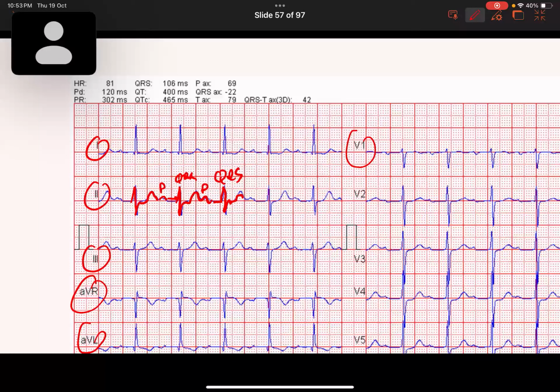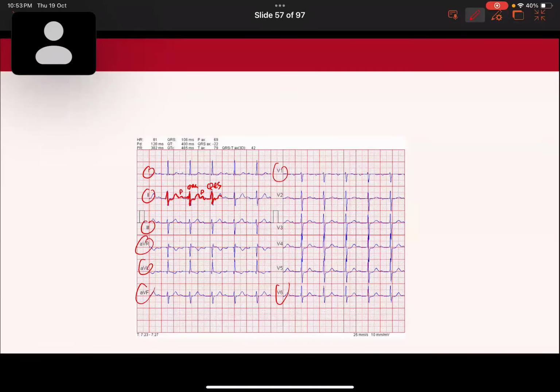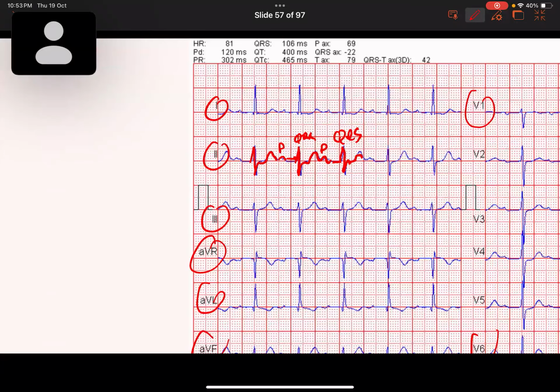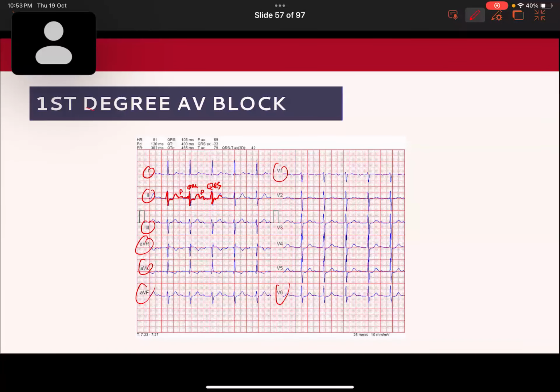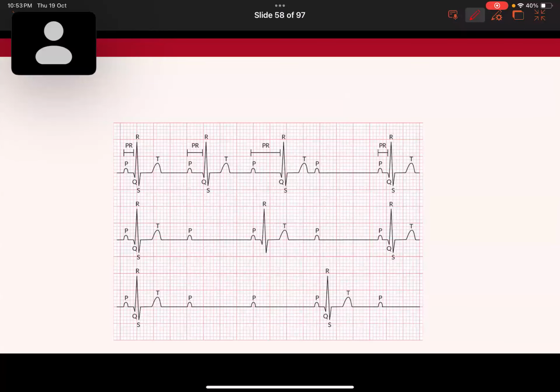So if we only have PR prolongation, what type of AV block is this? Type 1. Exactly. So this is a first degree AV block. Okay. So this is a first degree AV block. Next question.